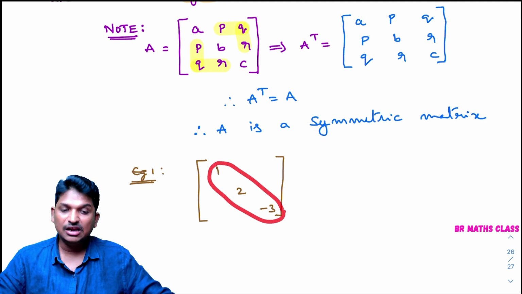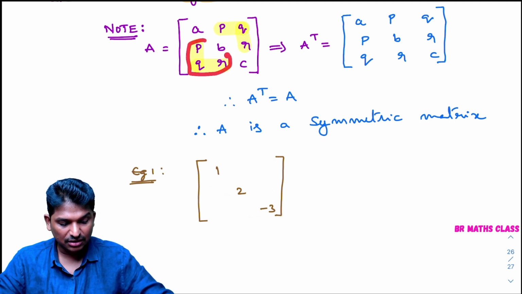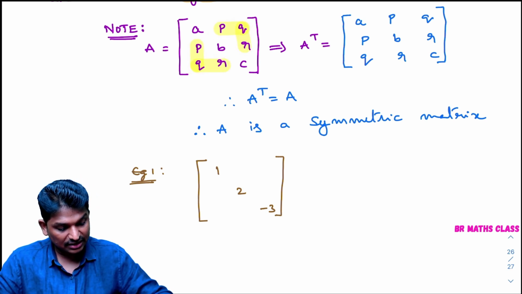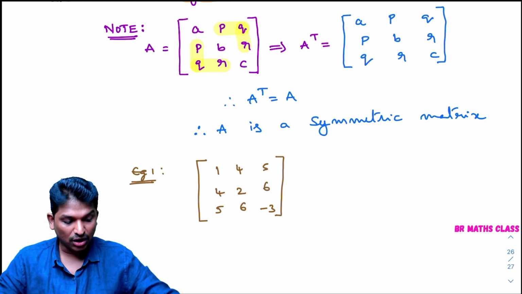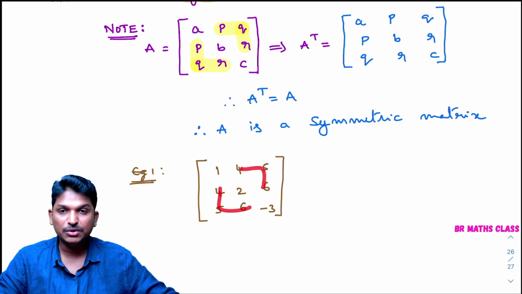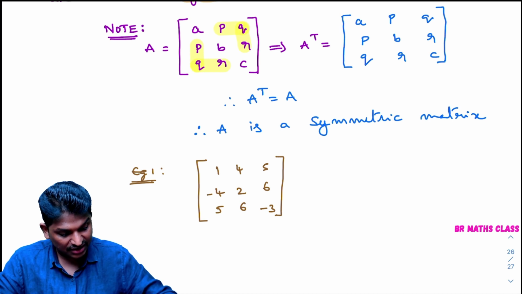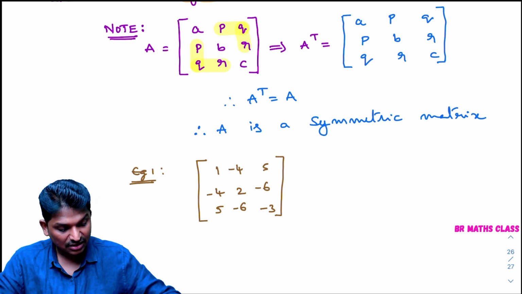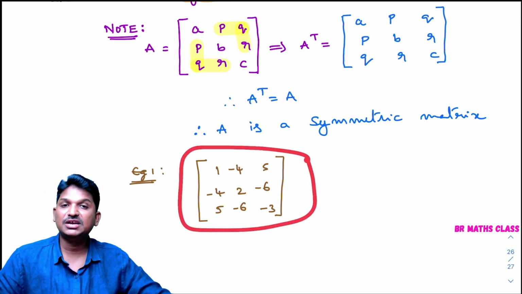For the non-diagonal elements, you follow this order, P, Q, R. So what I'll do here, I'll write 4, 5, 6. What elements will you write on the other side? You write the same element. Suppose here minus 4 is there, here also minus 4. Suppose here minus 6 is there, here also minus 6. What is this? It is a symmetric matrix.